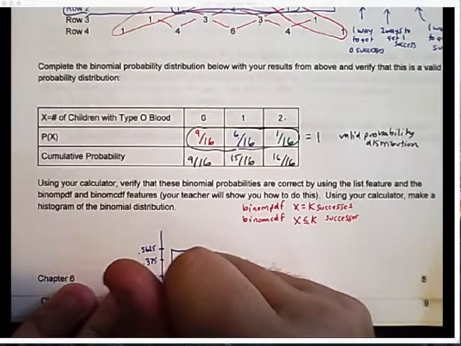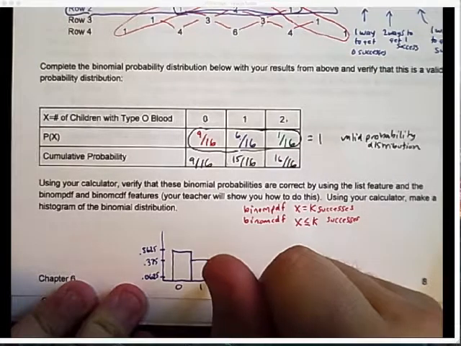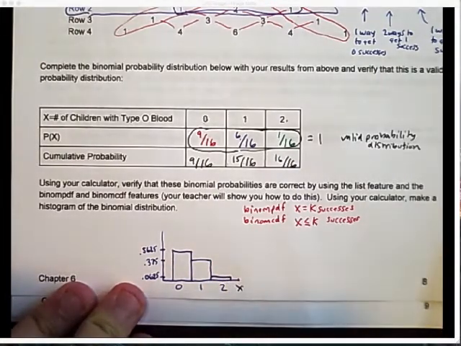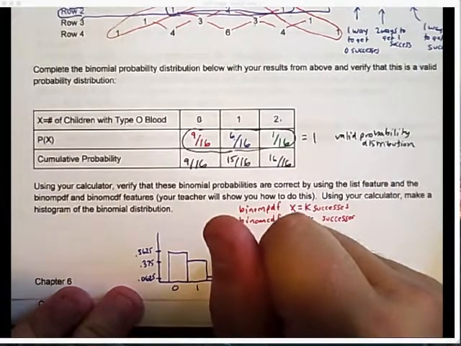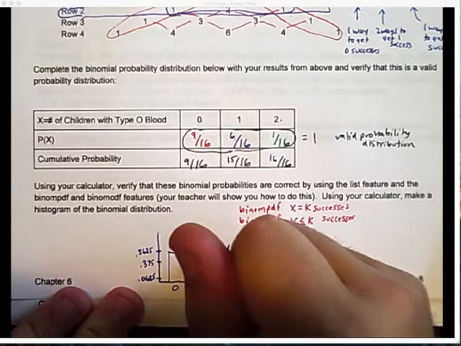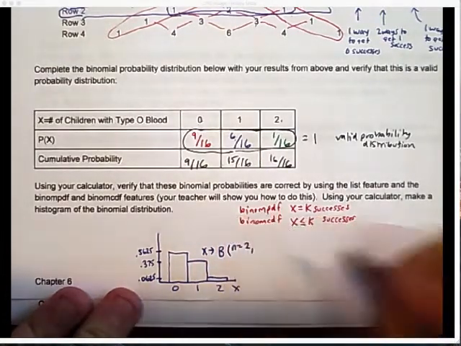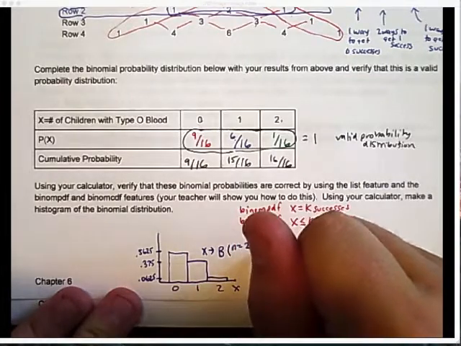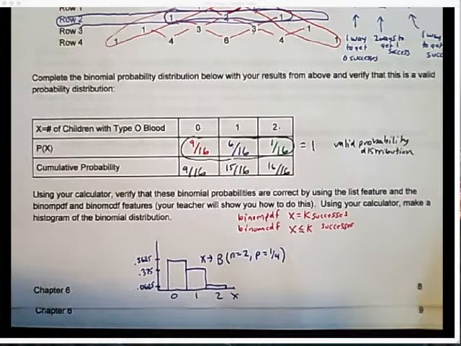Then 0.0625. We would say that this is a binomial distribution, or I could say x is a binomial distribution with a fixed number of trials of 2 and a probability of success of 1/4. So that's how I would notate it. All right, there's 2 fixed trials, 2 kids. The probability is 1/4.